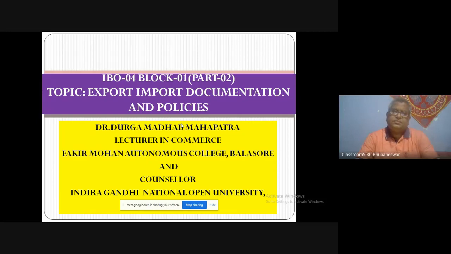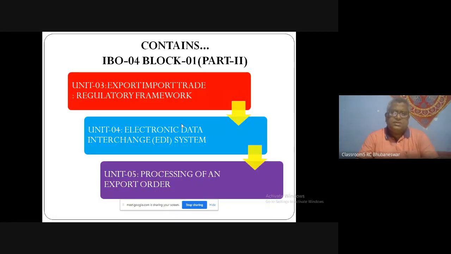and part 2. If you see the contents of block number 1 part 2, I have completed it in 3 parts, that is unit 3, unit 4 and unit 5. Unit 3 is the export import trade regulatory framework. Unit 4 is the electronic data interchange EDI system. It is very easy. And unit 5 is the processing of an export order.